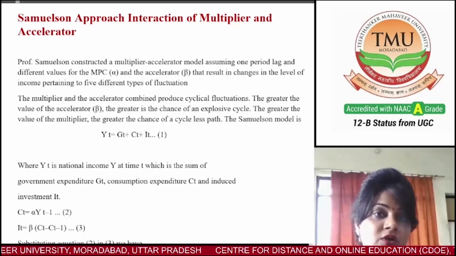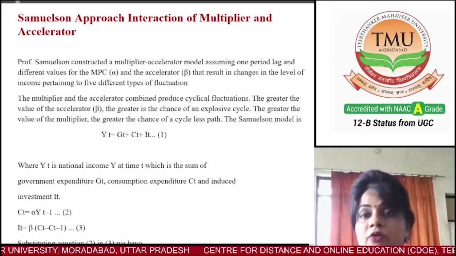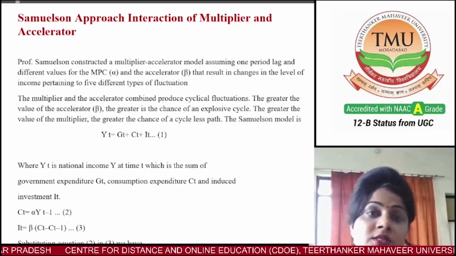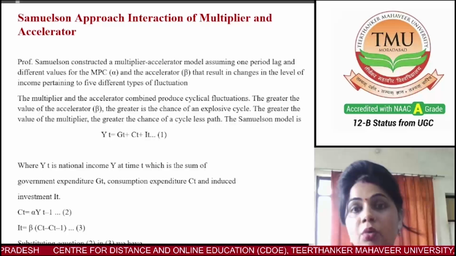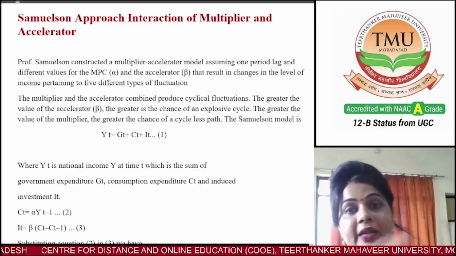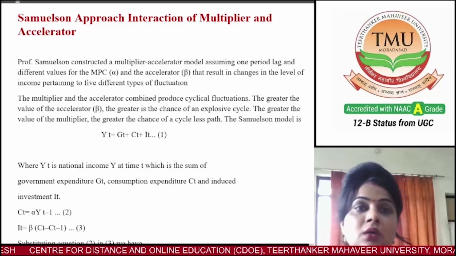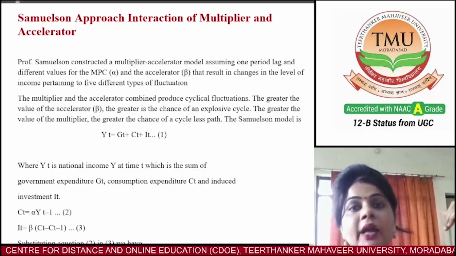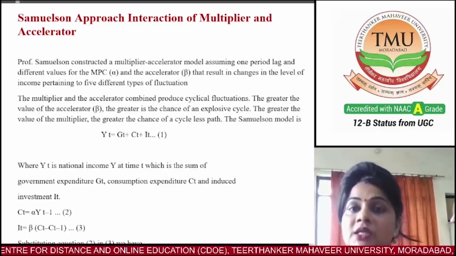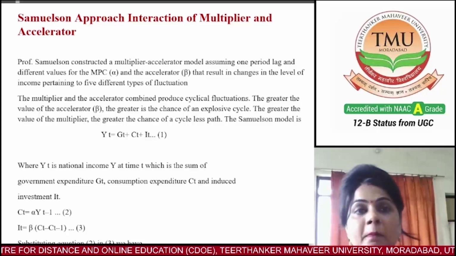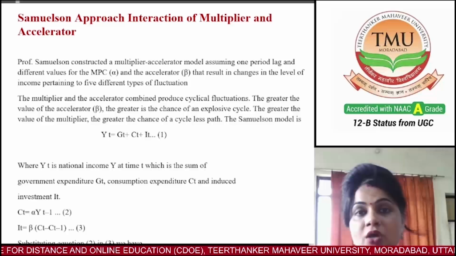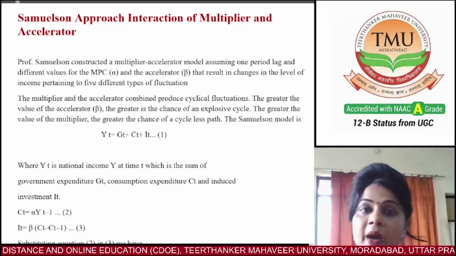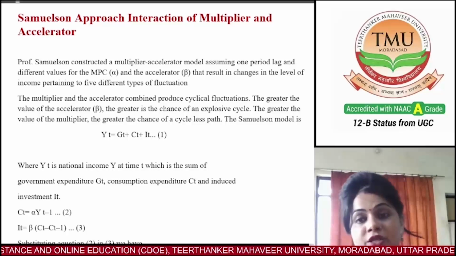In this video, we discuss the Samuelson approach, the introduction of the multiplier and accelerator. Professor Samuelson constructed a multiplier-accelerator model, assuming a one period lag and different values for the MPC alpha and the accelerator beta, that result in change in the level of income pertaining to five different types of fluctuations. The multiplier and accelerator combined reduce cyclical fluctuations.